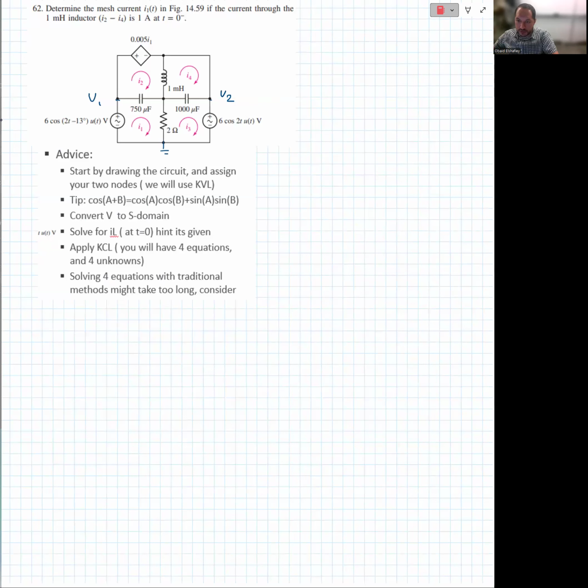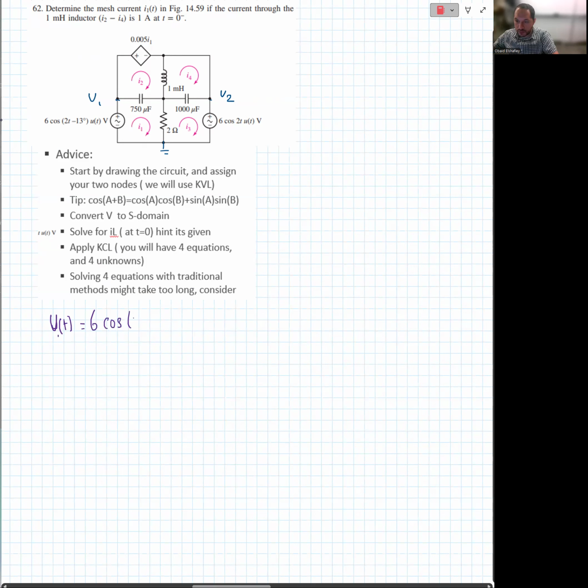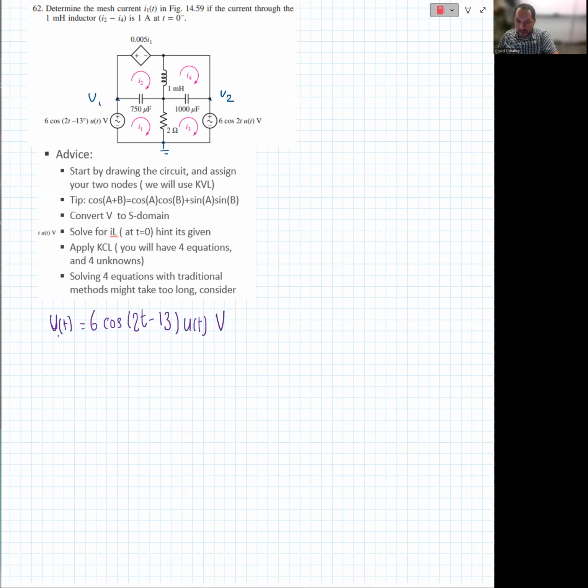So the voltages in the time domain at V1, V1(t), equals 6 cosine 2t minus 13 u(t) volts. So let's quickly check the conversion function for this cosine.